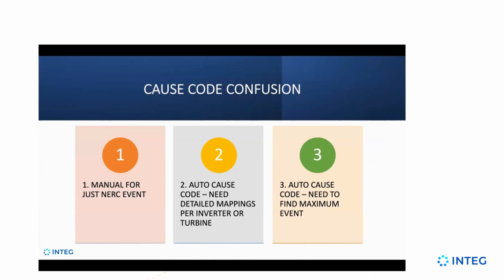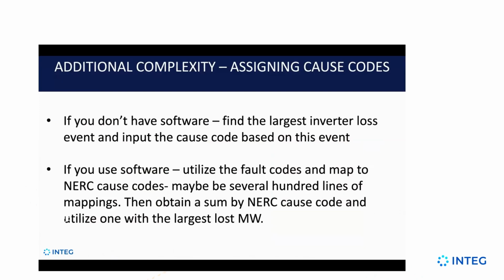All right, so let's talk a little bit about cause codes. If you don't have software, find the largest inverter loss event and just use the cause code for that. There are multiple other ways you can do it, but this is what I tell clients: just find the biggest loss and use the cause code for that.